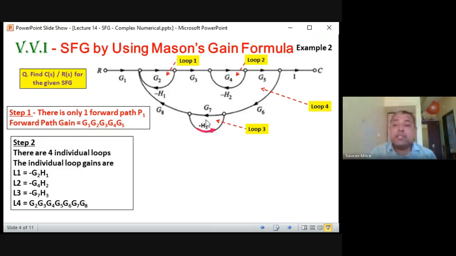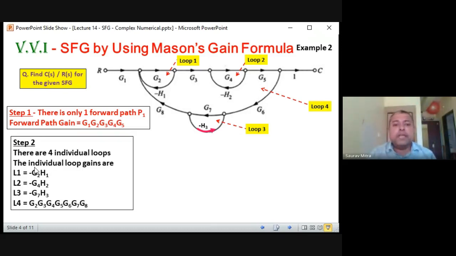So what is the definition of a loop? The starting point and end point are the same. If you start from this node, go from right to left, and again come back from left to right, the starting point and end point are the same. That's why this is called loop 3. In this case the loop gain is minus G7 H3.